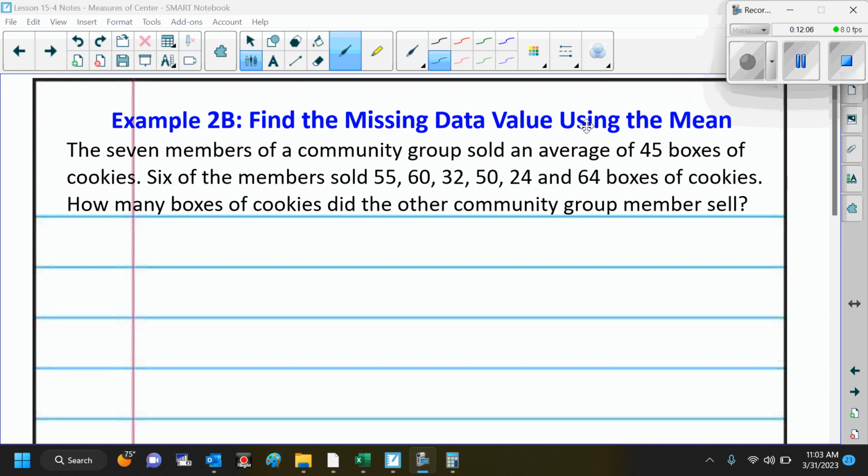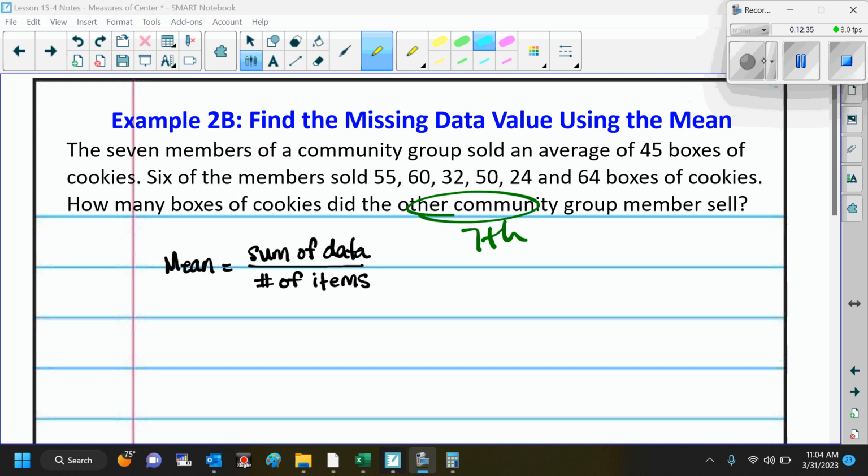All right, so it says 7 members of the community group sold an average of 45 boxes of cookies. The 6 members sold this many boxes of cookies. How many boxes of cookies did the other group member sell? So we want to know how many did the 7th community member sell, okay? So again, we start with the formula.